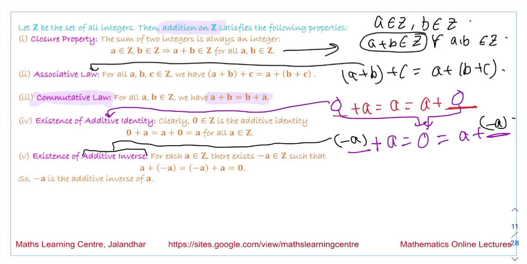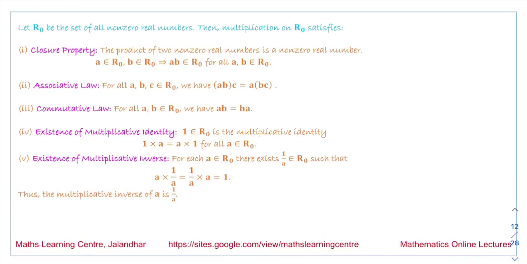Now the next question we have is, let R naught be the set of all non-zero real numbers. This is important to note over here, that these are all non-zero real numbers, that is all real numbers except the number 0, and the operation that is given to us is multiplication on R naught. So first of all we are proving that this is a closed operation or this is a binary operation.